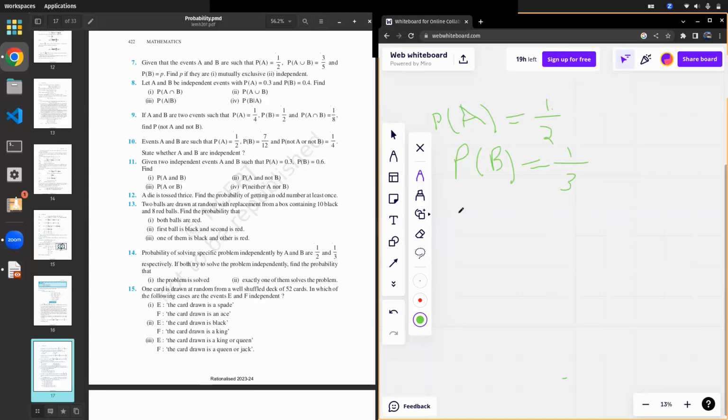If both try to solve the problem independently, find the probability that the problem is solved. So the problem is solved when either A has done the problem or B has done the problem. So first, in this case, we have to find the probability of A union B. If either A or B solves the problem, we can say that the problem is solved. So this can be found by using the values P of A and P of B. And P of A intersection B, since it is given that both solve independently, we can say probability of A intersection B is the product of probability A and probability B, and this is equal to 1 by 6. So the first part can be found by substituting the values given. Second one, exactly one of them solves the problem.